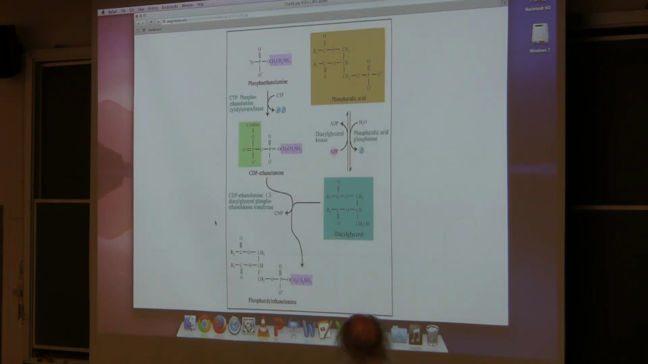Here's some more of them being made. And you can see that CDP comes up in other ways. In the case you saw before, CDP was linked to diacylglycerol. Here it's linked to ethanolamine, and you accomplish the same goal. But in each case, you have to use the energy of CDP to make the glycerophospholipid. Very important point.